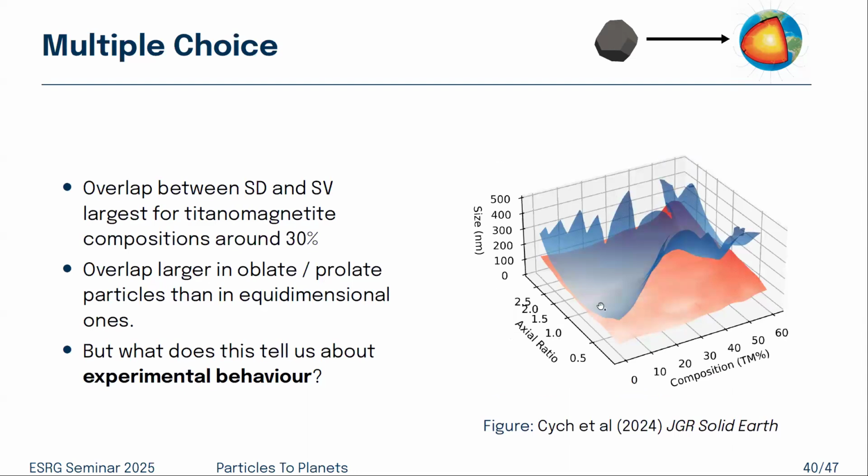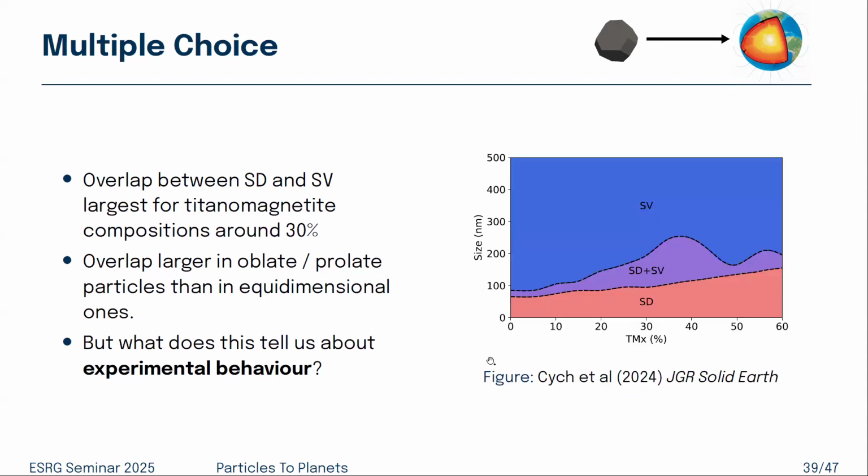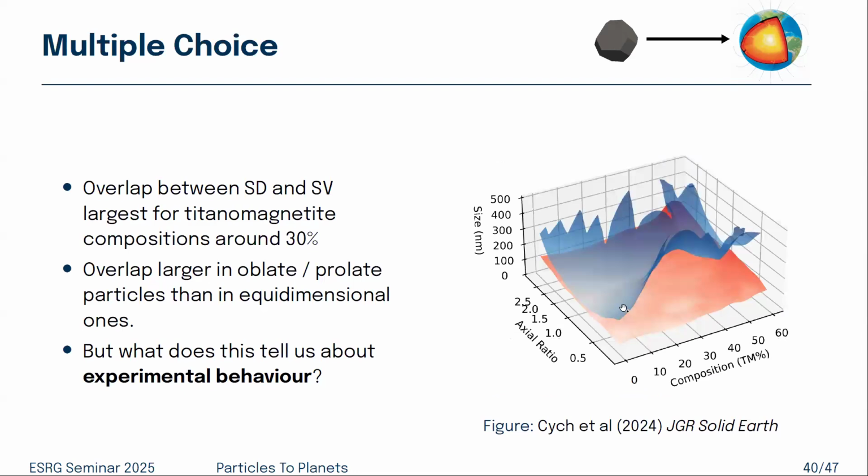Additionally, there's a change with shape. So this is now the same thing. So I should show this is size, this is composition. So the single vortex is up here, the single domain, single vortex is here, and single domain here. Then this line here and this line here are now taken into 3 dimensions with the blue and red surfaces here, right? And you can see that the gap between these surfaces also increases as a function of the axial ratio. So an axial ratio of 1 is a sphere, an axial ratio of 0.5 is an oblate ellipsoid, and an axial ratio of 3 is a prolate ellipsoid.